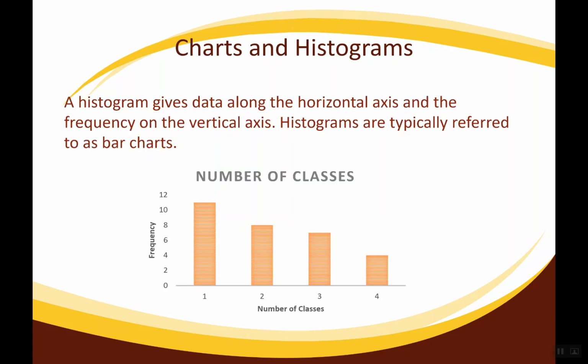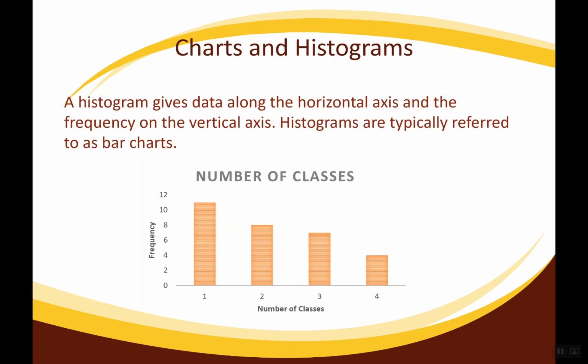Sometimes it's helpful, instead of looking at a frequency distribution, to look at a chart or a histogram. A histogram gives data along the horizontal axis and the frequency on the vertical axis. Histograms are typically referred to as bar charts. These may seem very familiar to you, just the name sounds a little different. The chart we're looking at is about the number of classes, using the data from earlier with students taking 1, 2, 3, or 4 classes.